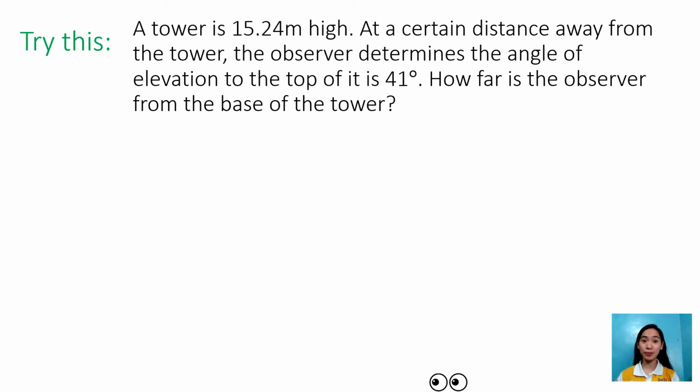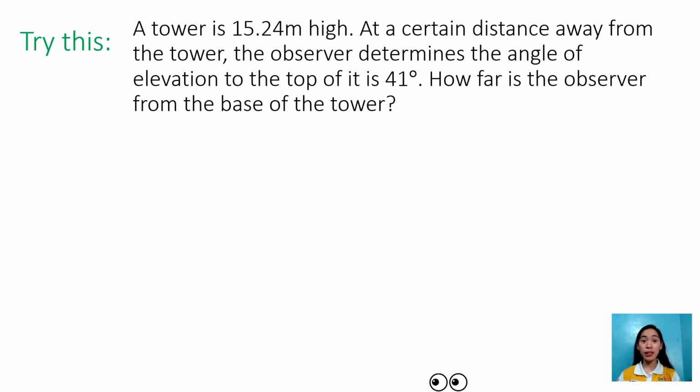Are you done? So let's answer question number 1. A tower is 15.24 meters high. At a certain distance away from the tower, the observer determines the angle of elevation, which is 41 degrees. How far is the observer from the base of the tower?